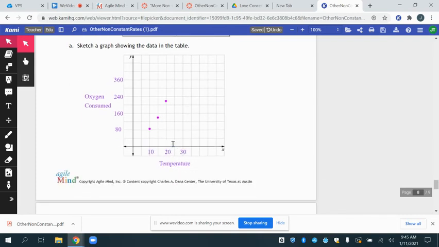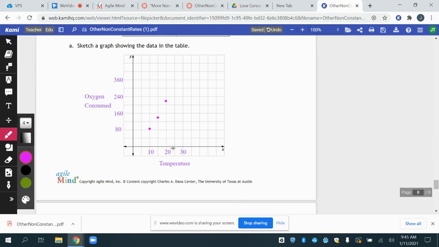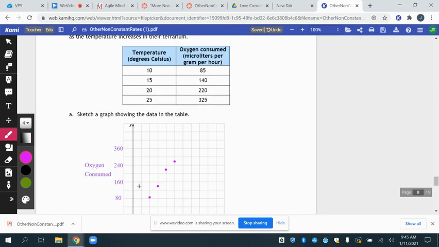25, 325. This is 260. That is 320. 260 is right here. Something seems off here. I must have made a mistake. Let me double check this. Yeah, this 360 is in the wrong spot. Should be 320.